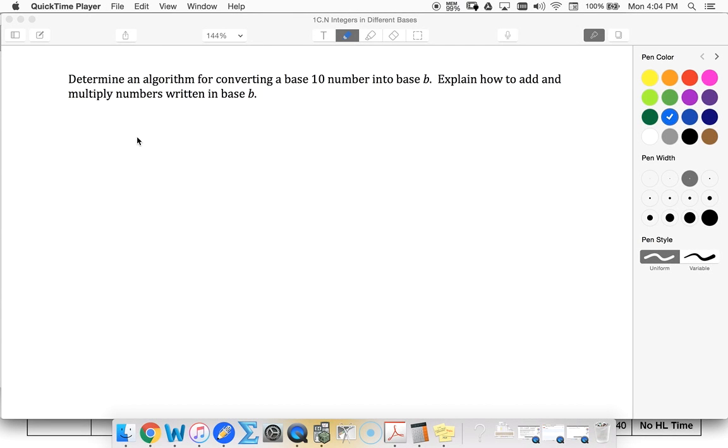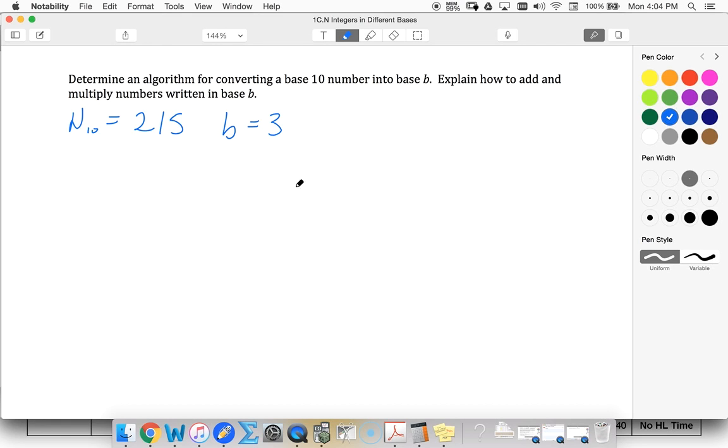All right, so now we want to think of an algorithm to convert a number from base 10 into base b. There's two different methods that we can use to do this. The first method is to continually divide by the largest number that we can. So for example, in base 10, let's go with 215, and let's convert this to base 3.